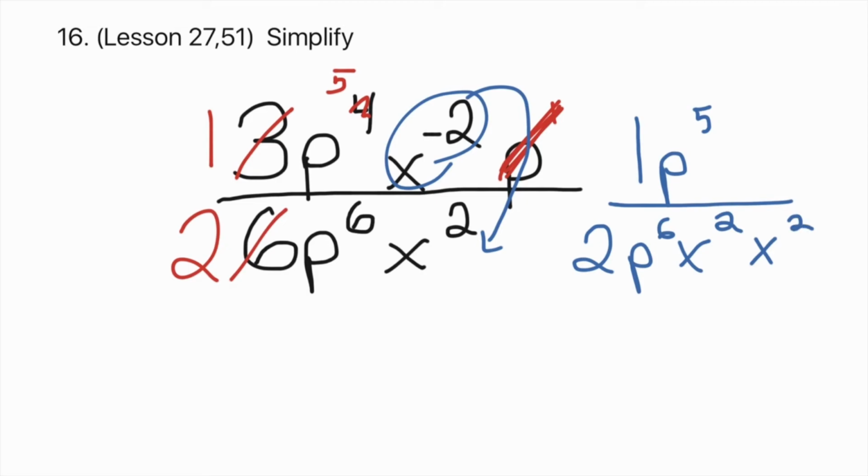And now you'll notice we have two x's on the bottom. We have the original x squared and now we have the new x squared that we just brought down and made into a positive x squared. So we can combine those because they're like terms.